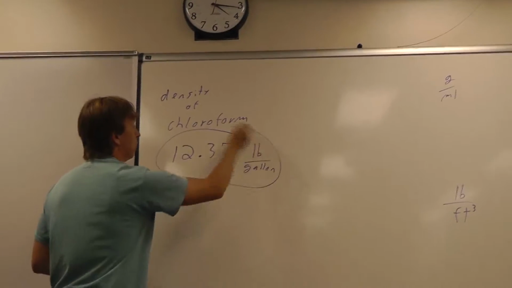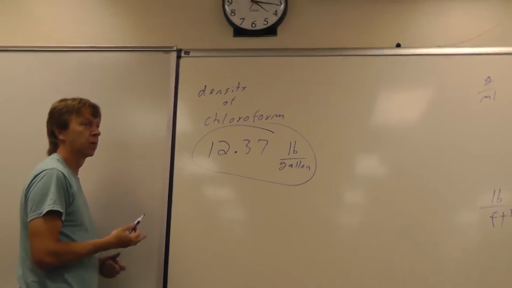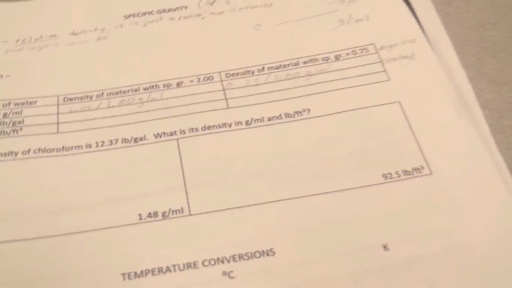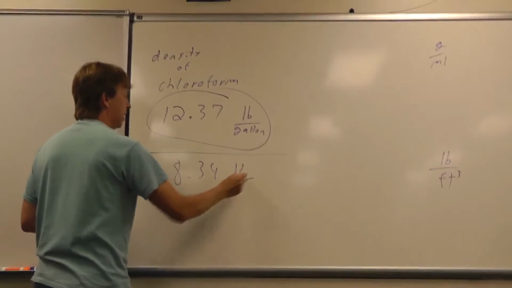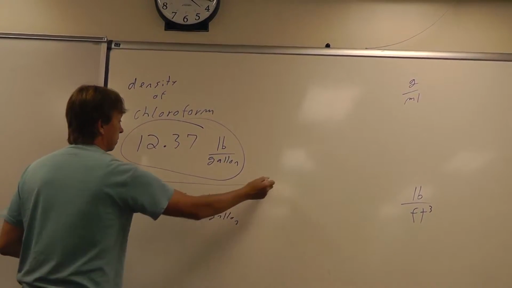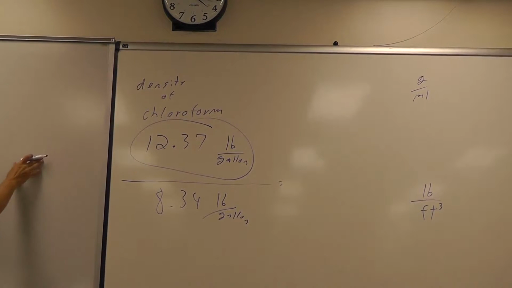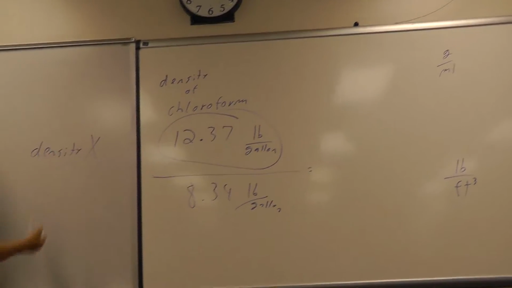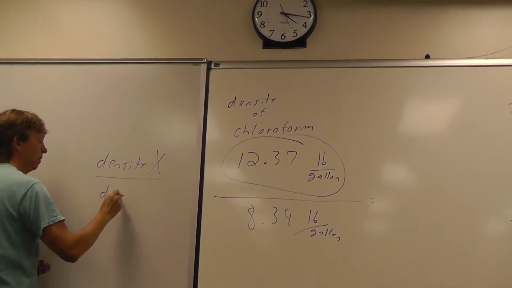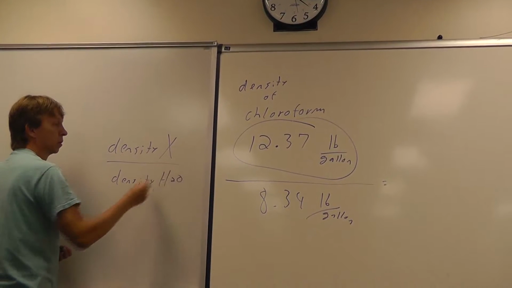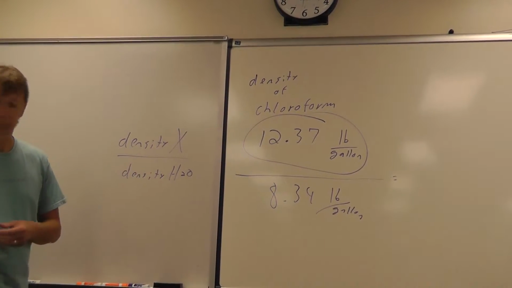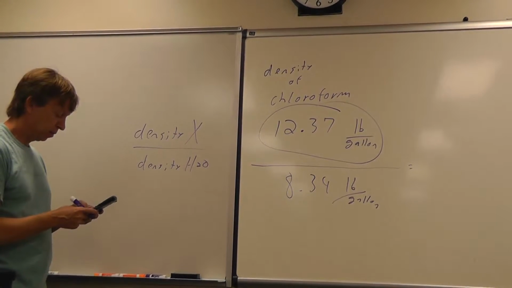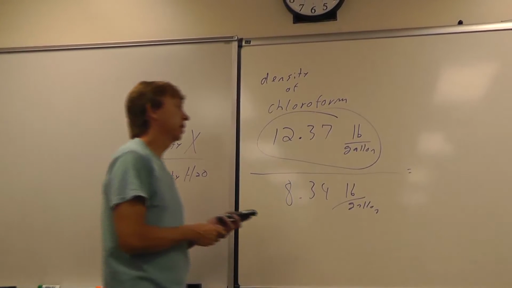This is the density of chloroform in pounds per gallon, correct? What's the density of water in pounds per gallon? 8.34. And so if we make a ratio out of that, this is our very definition. Let me put this definition back up here. It was the density of X, in this case being chloroform, divided by the density of water in the same units. 12.37 divided by 8.34, 1.48.